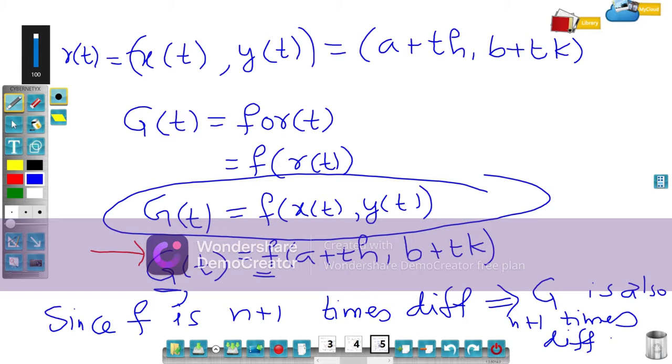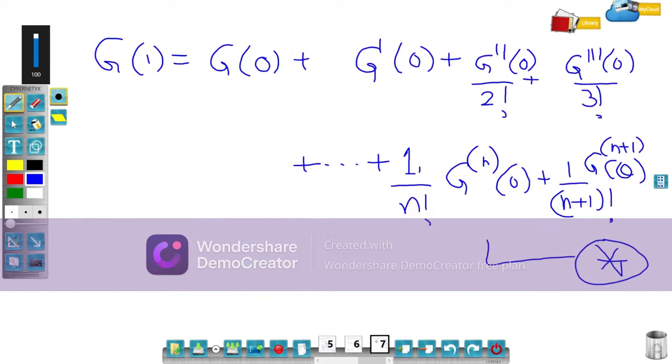So you can see that here f depends on x and y, and x and y again depend on t. So evaluating the g derivative means evaluating the f derivative. So how are we going to evaluate the f derivative? Dou f upon dou x into dx by dt plus dou f upon dou y into dy by dt.